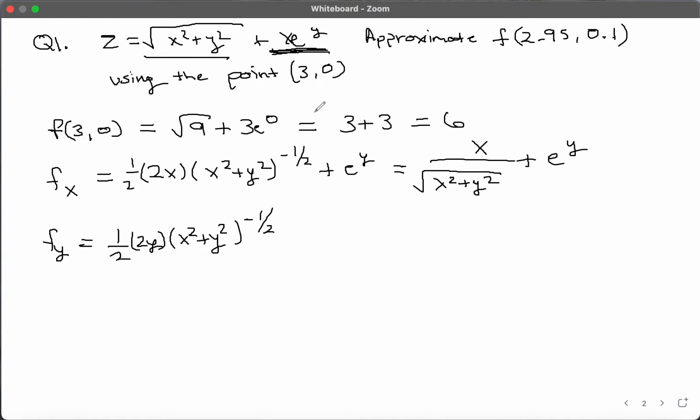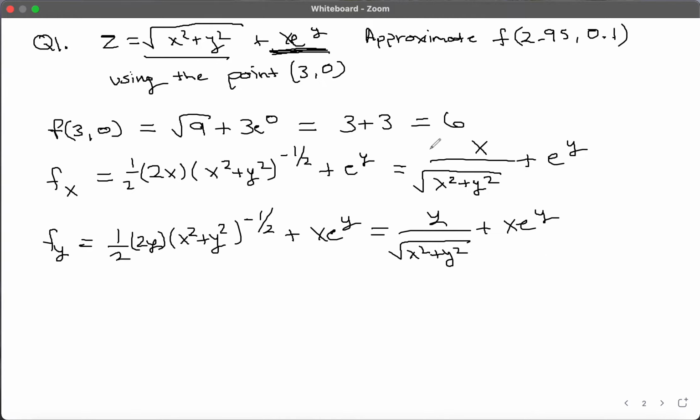This time we're going to treat x as a constant, and since it's being multiplied to e to the y, we'll just leave it there, and we know the derivative of e to the y is e to the y. So this is just going to be x times e to the y. And then again, let's simplify this. We're going to get y over the square root of x squared plus y squared, plus x e to the y.